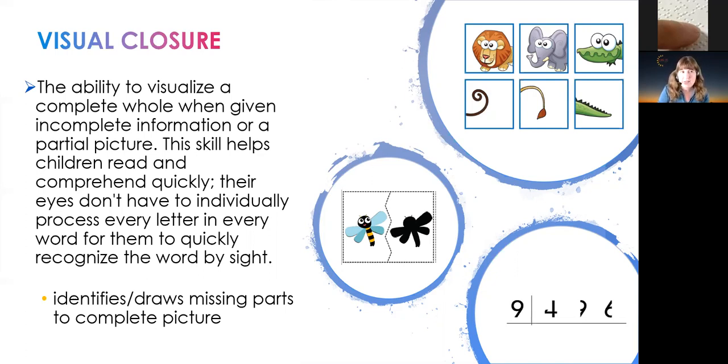Some example activities that you can do with them. I have one at the top of the page. It has fun animals and they have to match the head of the animal with the tail of the animal. Another activity you can do are shadow pictures where they have to match the picture of the insect, in this case a dragonfly, with its shadow. If they are older and reading some, you can use worksheets that have numbers on them with missing pieces, and can they match to the correct picture?